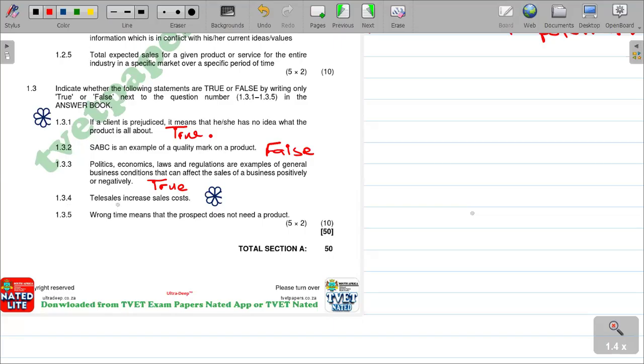1.34, telesales increase sales cost. That's false. Does not increase sales cost. Rather, it increases sales and profit. 1.35, wrong time means that the prospect does not need a product. No, that's false. It does not mean that the prospect does not need a product. It's just wrong timing.